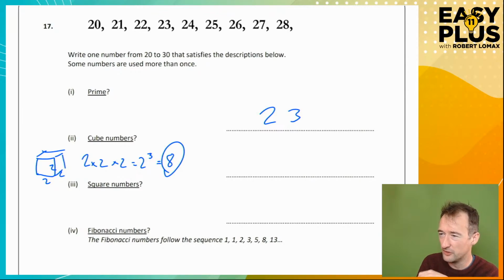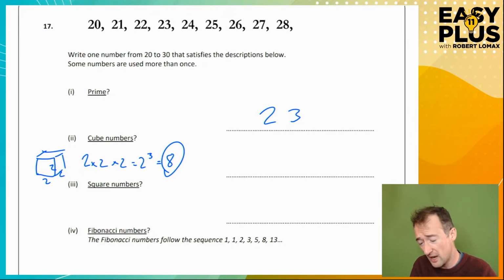Or, you could say, 5 times 5 times 5. So 5 is a cube. No, it's the answer that's the cube number. Just as, for example, 5 squared is 25. It's 25 that's the square number. Okay? Cube numbers. So 2 times 2 times 2 is 8.